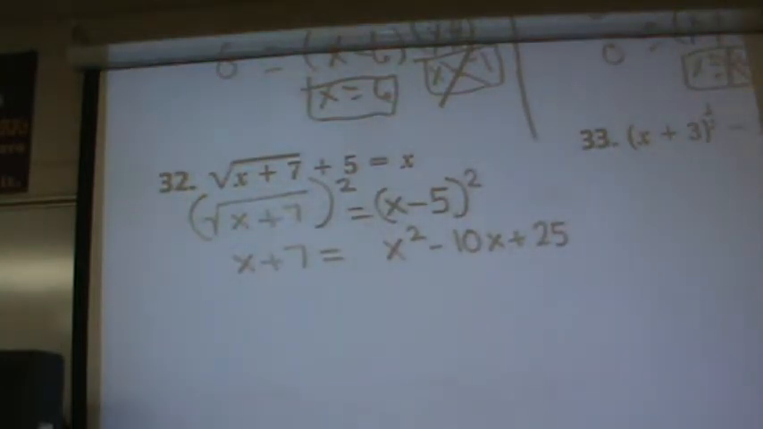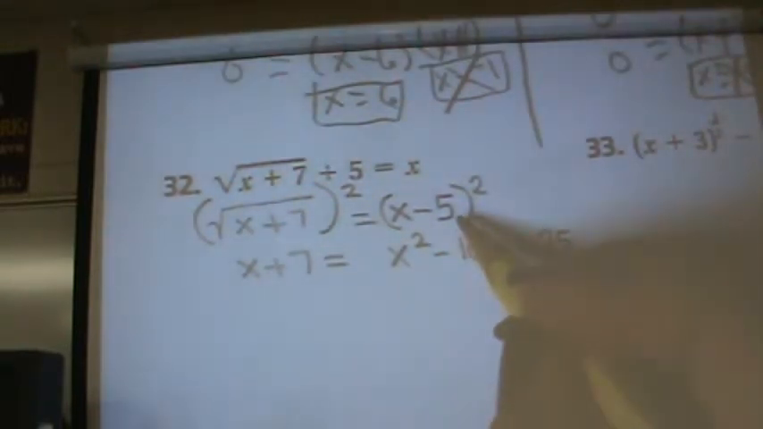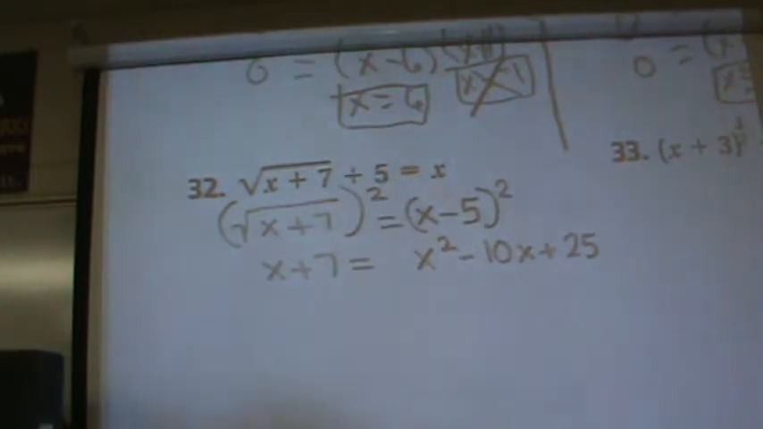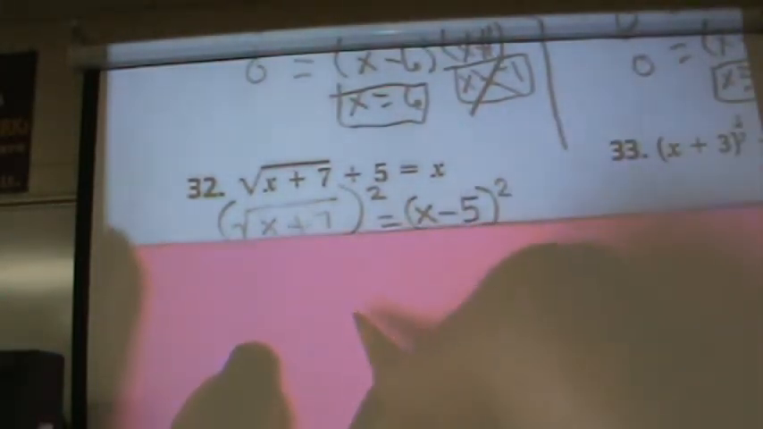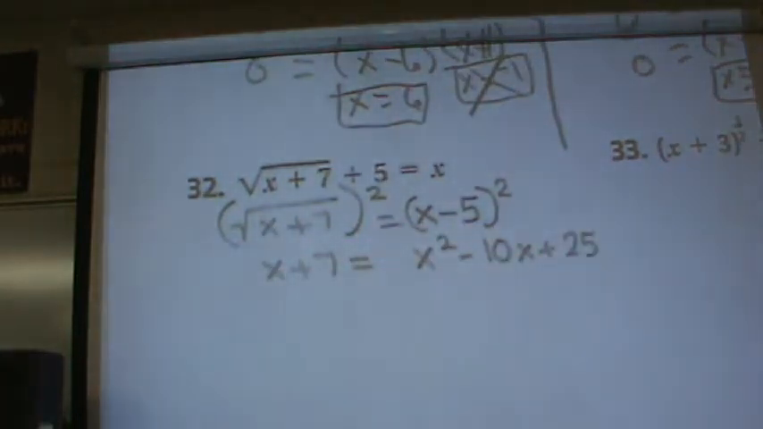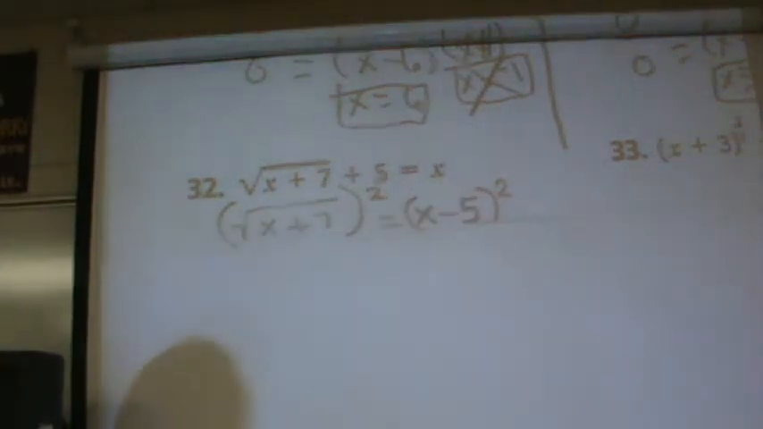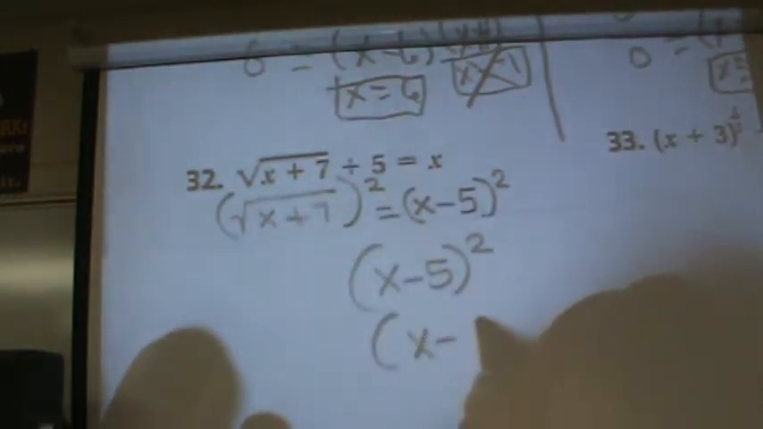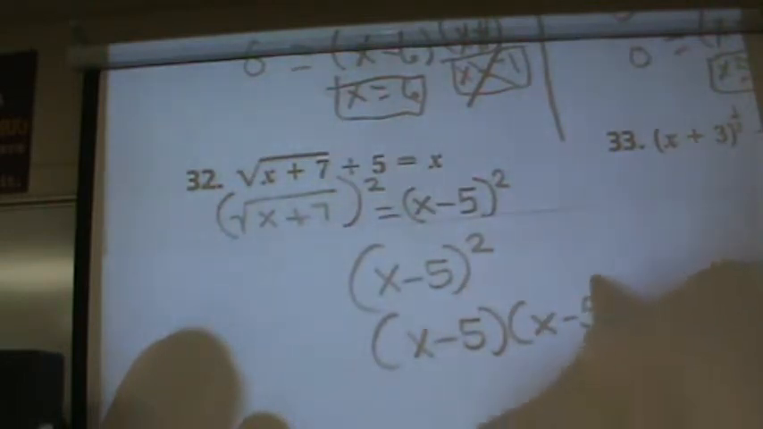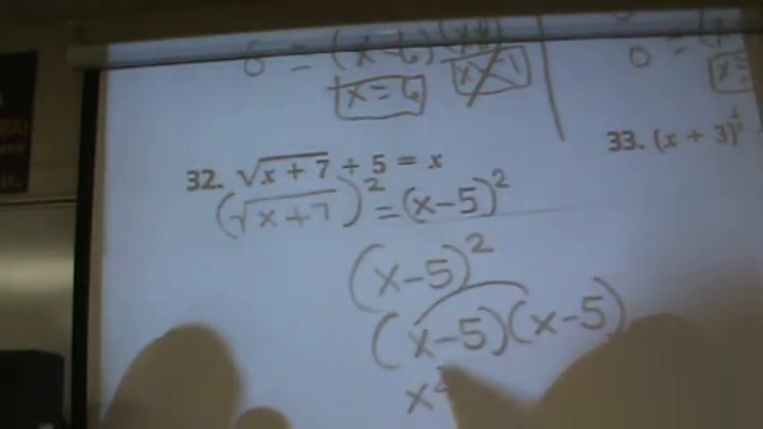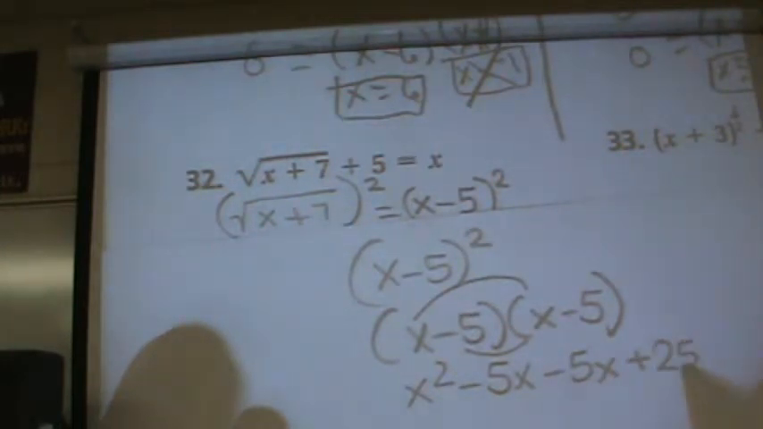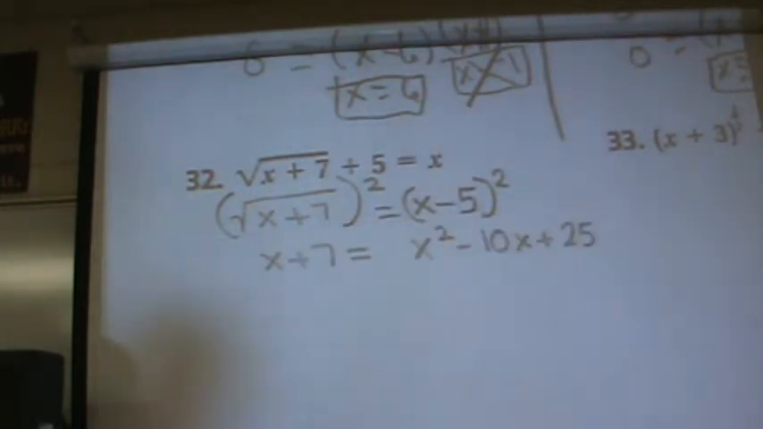Now, do you guys know how I got that? It's x minus 5 times x minus 5. So, let's make sure we all understand, x minus 5 squared is x minus 5 times x minus 5. So we have x squared, right? Minus 5x, another minus 5x, and negative 5 times negative 5 is 25. So that's where you get your x squared minus 10x.